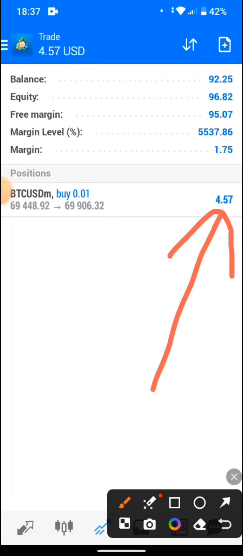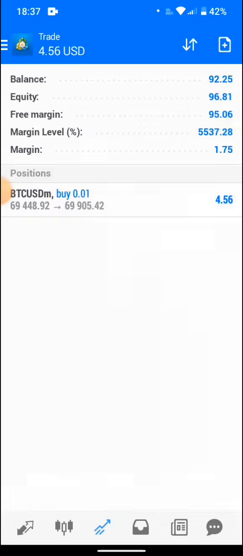So you can even go about and sleep, not getting too worried about anything. This is a very good risk management strategy.